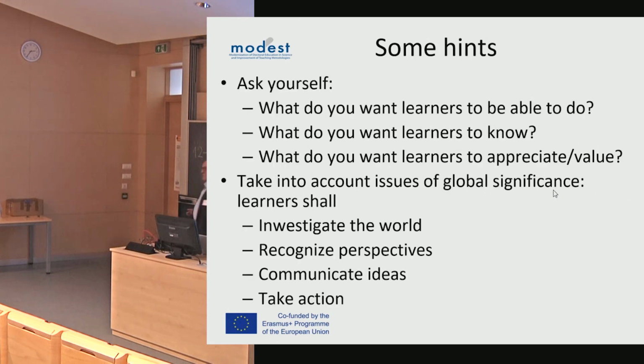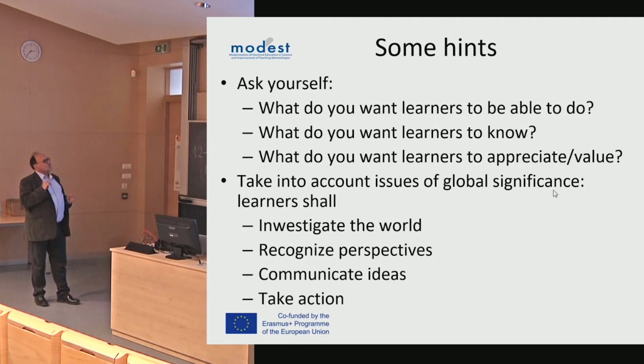So finally, some hints. First hint, ask yourself, what do you want learners to be able to do? Not that he shall know my subject, he shall know this book. Concretely, what shall a given person be able to do? To present something, to interpret something, to evaluate something, to defend something, and so on. Second, what do you want learners to know in general? All facts, or some basic facts, and so on.